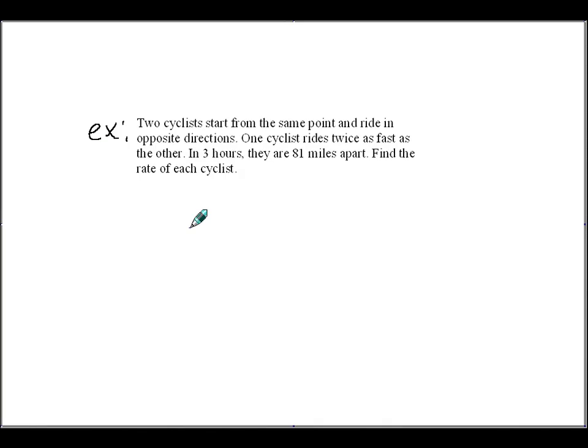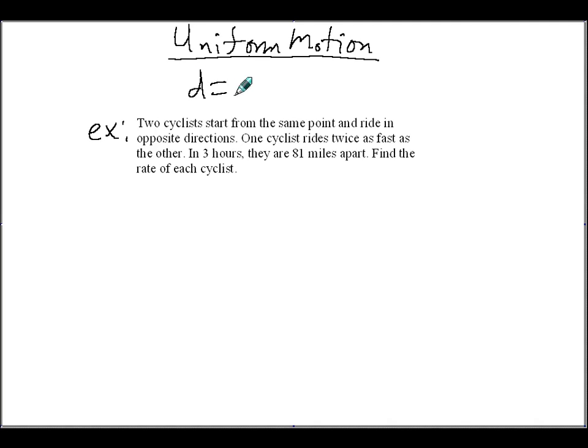Okay. All right, let's look at the concept of uniform motion here. So if you recall, uniform motion is based on the distance equation. And that says that distance is equal to rate times time. D is equal to RT, as we presented previously. All right, so let's look at an example of a uniform motion problem in this section here.